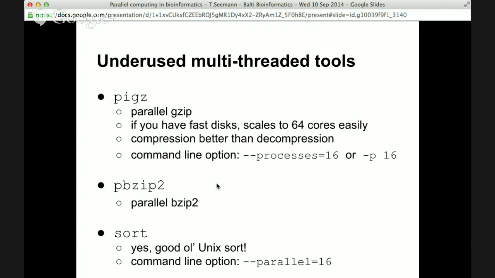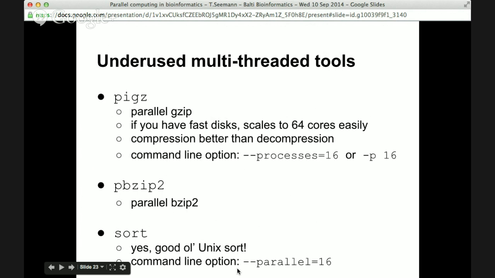There are a few other underused multi-threaded tools under Unix as well. PIGZ is a parallel gzip, and I would recommend everybody use this because it scales beautifully with the number of cores. If your disks are fast enough to write, it'll scale easily to 64 cores in my experience. Most of the gain is in compression rather than decompression, due to the nature of gzip and how it's stored. But yeah, it flies.